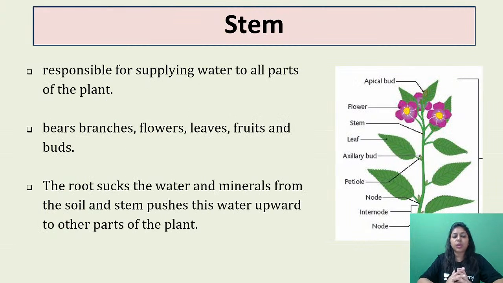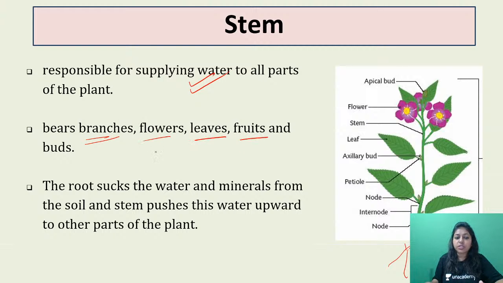So now the next thing that we are going to talk about is the stem. We have already spoken about roots. Now we will be talking about the part which is above the ground. What is the part which is above the ground? We have this part which is responsible for supplying water to all the parts of the plant, because it takes it from the roots and then it has to supply it to the upper parts. Then it bears branches, you can see that, flowers, leaves, fruits and buds. So we'll be talking about all of them in detail now. The root sucks the water and minerals from the soil, and the stem pushes this water upward to other parts of the plant. So that is the function of the stem. I hope it is clear.